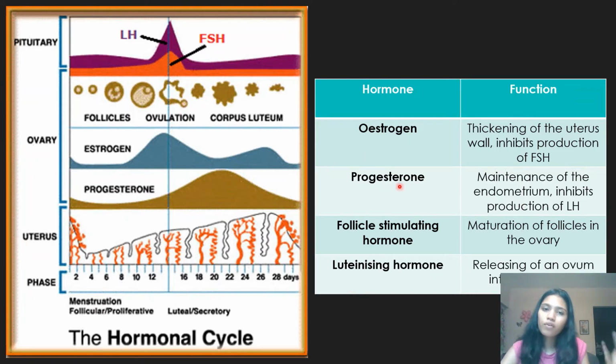And obviously estrogen will then inhibit FSH. Inhibit is also a very fancy keyword they like in mark schemes, so try to use that instead of prevents the production of.